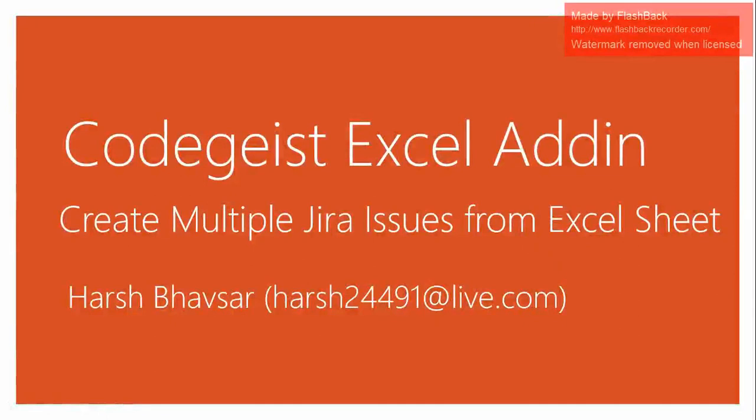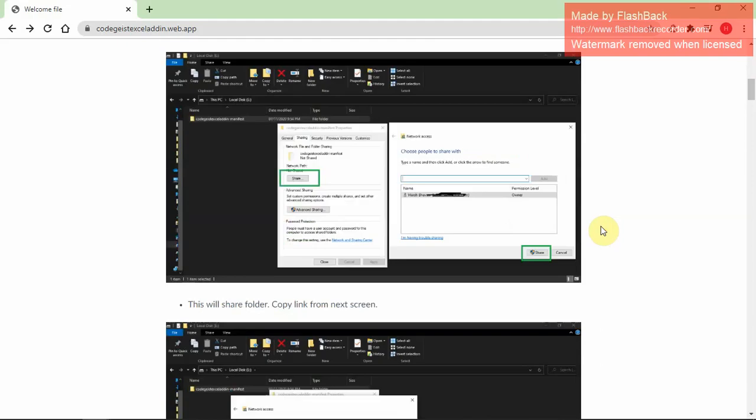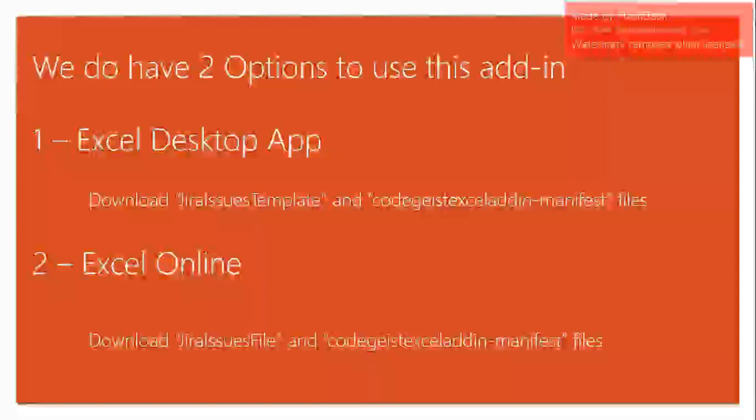This add-in will help us to create bulk Jira issues from an Excel sheet. I have created a detailed article on how to use this add-in. Link will be provided below. We have two options to use this add-in. Either we can use the Excel desktop app or Excel Online.